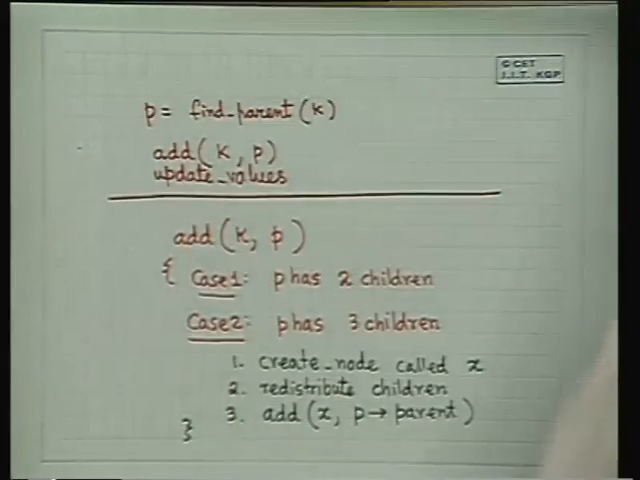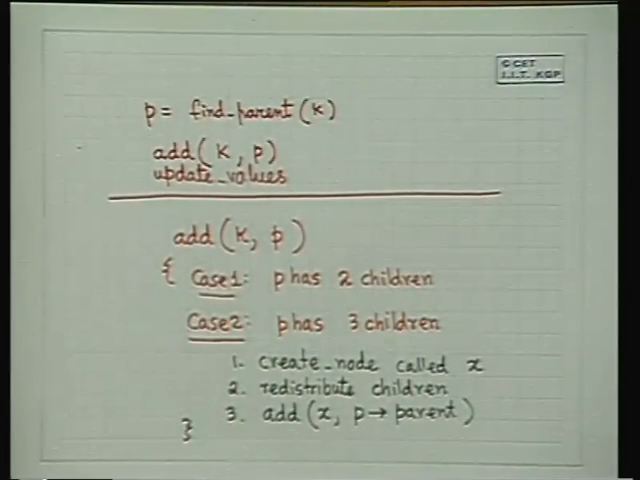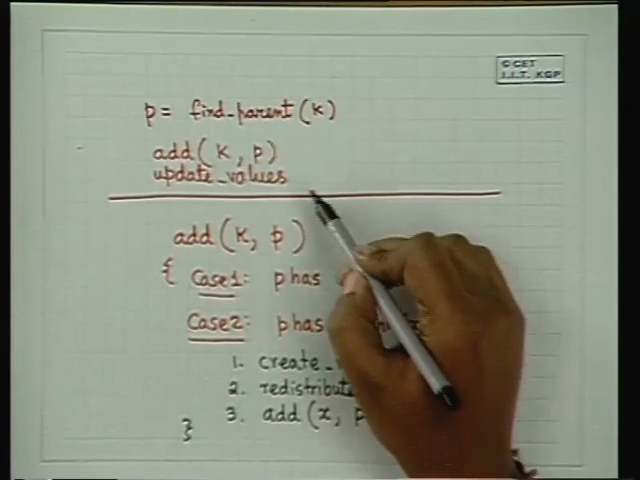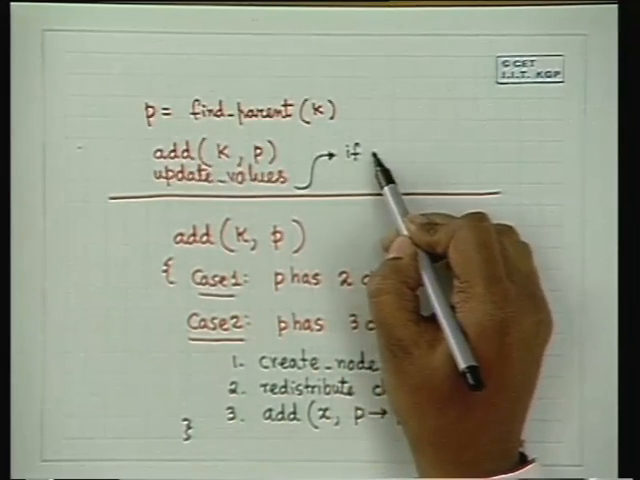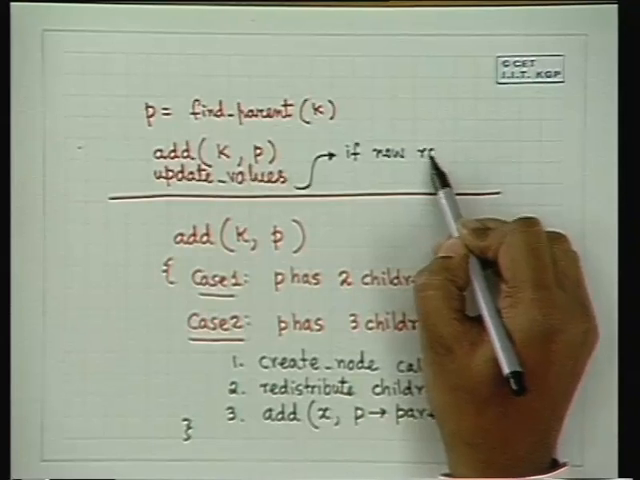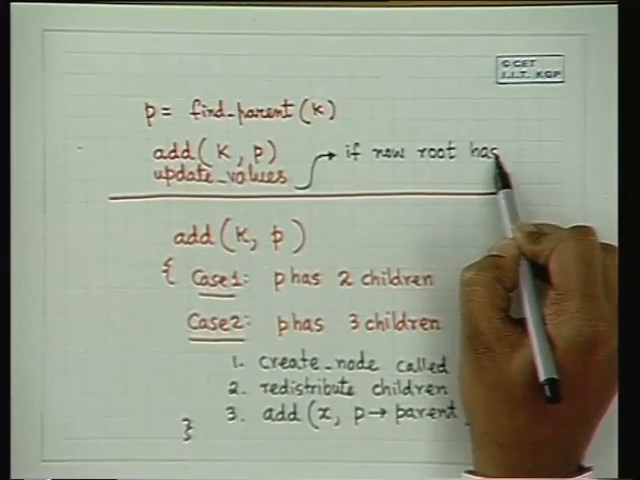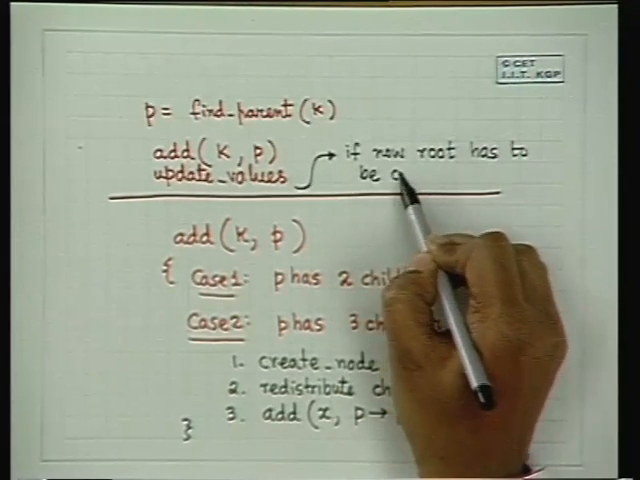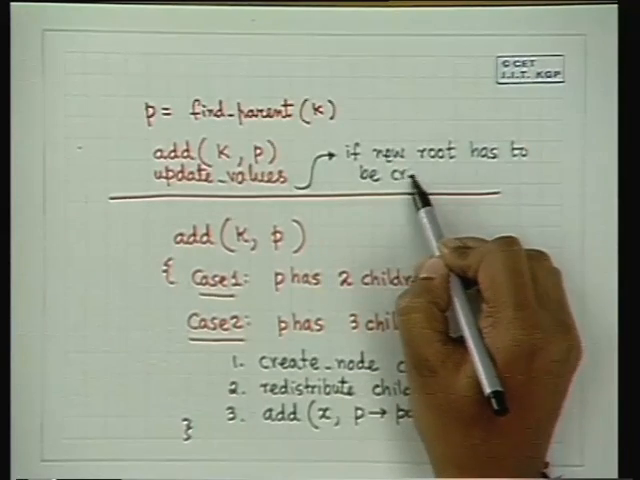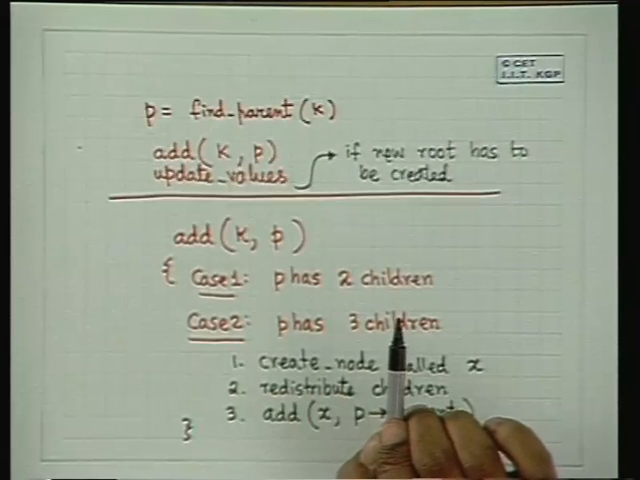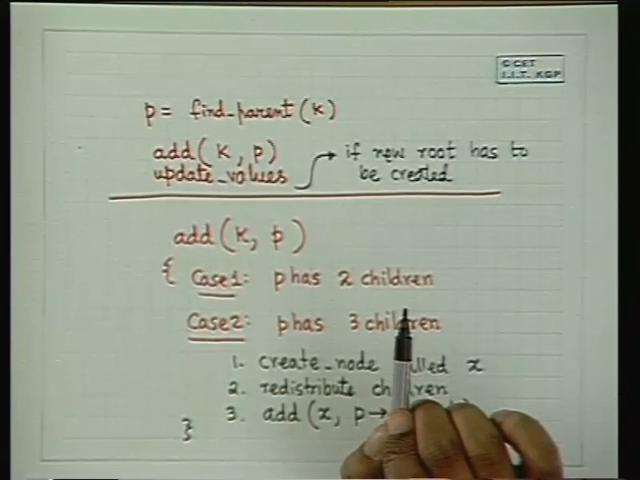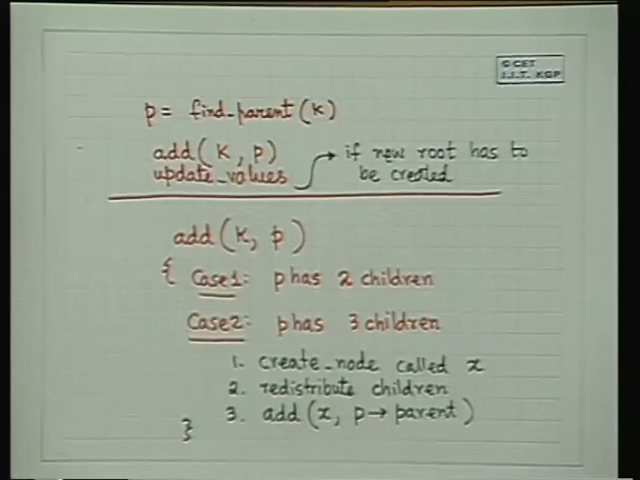So this is the basic structure of insertion. Okay, this is not the exact code. Other than this, when you complete adding, you have to check another thing: whether a new root has to be created or not. If a new root has to be created, then you have to create a new root. That's all. Clear? So this is the overall algorithm for insertion.